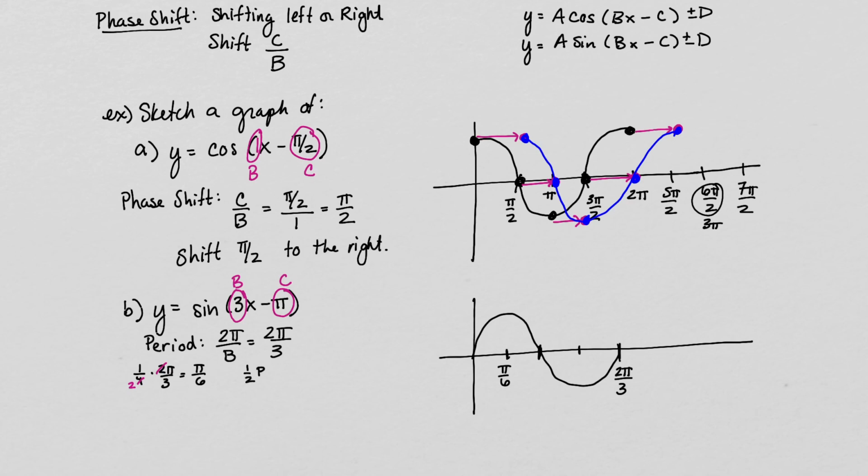I need a half of p. So a half of p would be a half of 2 pi over 3. The 2's would cancel, so we'd get pi over 3. So that's this middle section, pi over 3. And I need 3/4 of p, so 3/4 times 2 pi over 3. Again, 2 goes in 1 time, 2 goes in 2 times. The 3's would cancel, so we get pi over 2. So this is pi over 2.